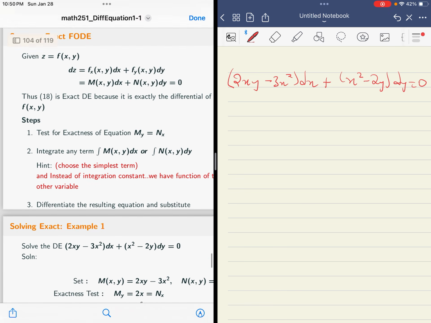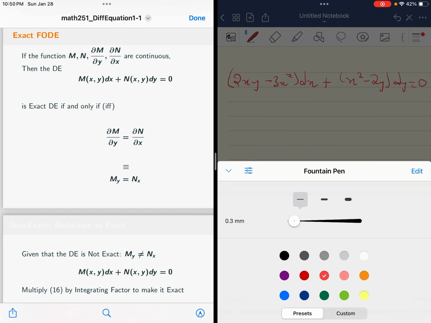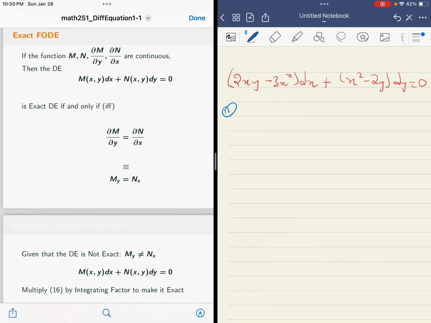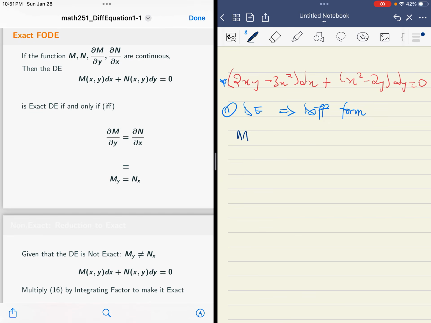Now remember that I said the first thing to do, if you are testing for exactness, is to make sure that your DE is in the differential form. If we look at example 1, yes, it's in the differential form because it is written as M of x,y dx plus N of x,y dy.